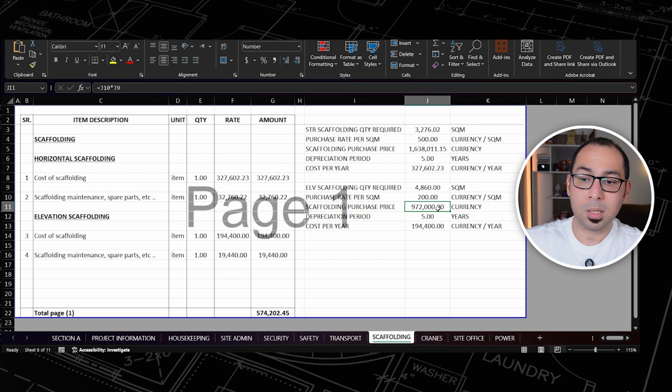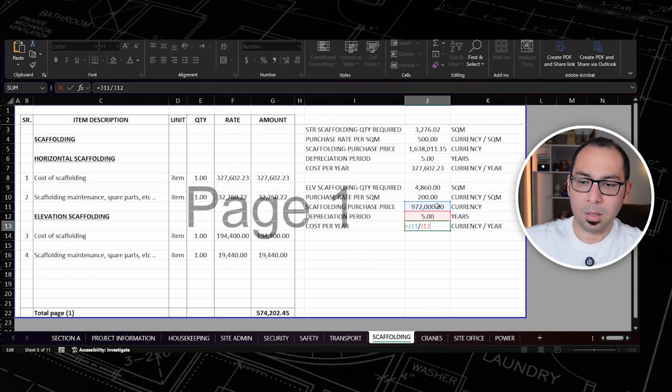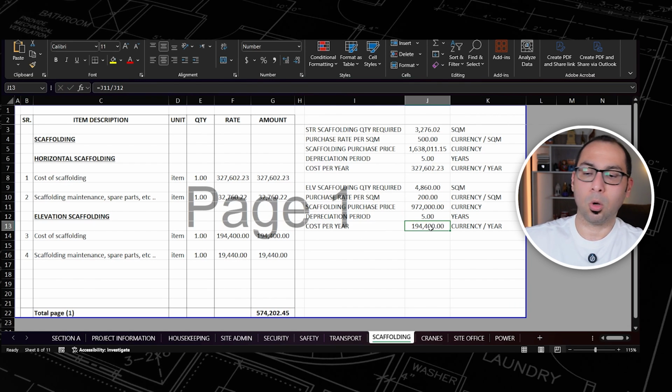So I'll buy this scaffolding at 972,000 and the depreciation is 5 years. So the cost per year again is this divided by 5. I am getting the cost per year.